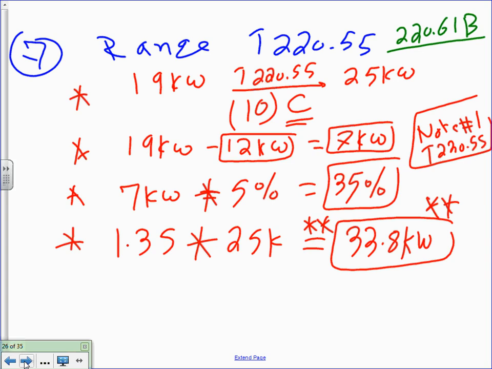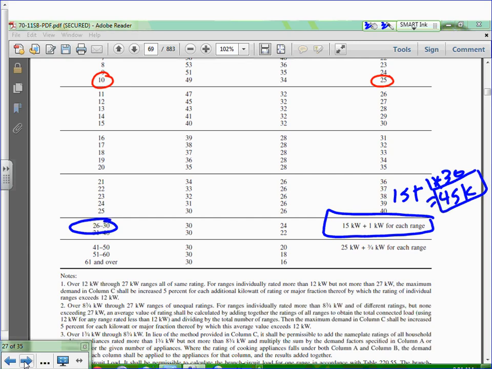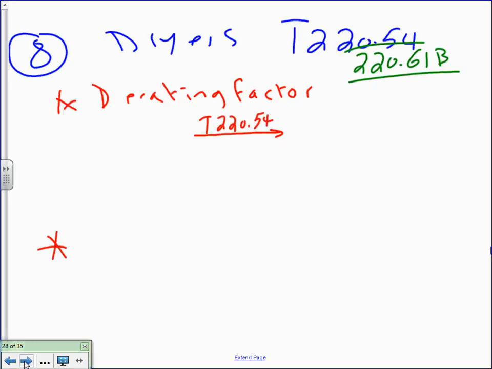Yes, sir. Where did the 25 come from? I'm sorry. The 25 is from this table under column C for 10 ranges. Okay, so this is where we got that one.